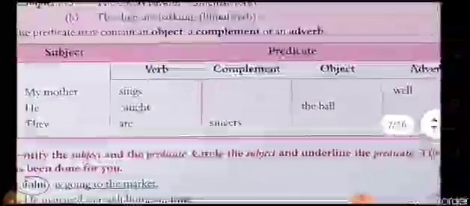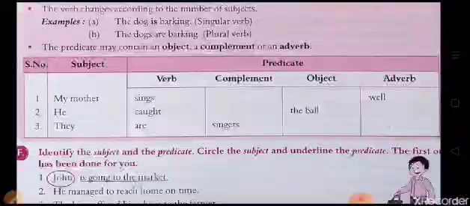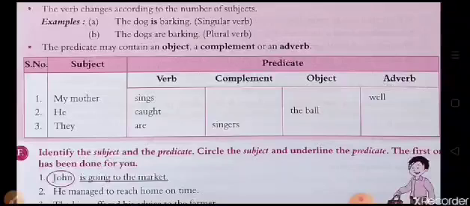In this image you can see my mother sings is a verb, object. In the first sentence there is no object, so the adverb is well. My mother sings well. He caught the ball. The object is there. And in the third, they are singers. So here the verb and the complement.